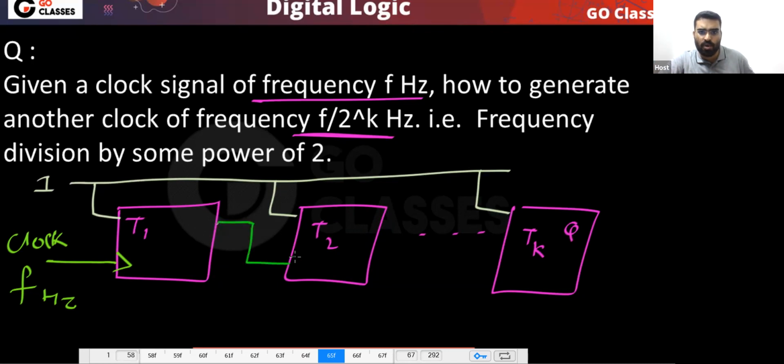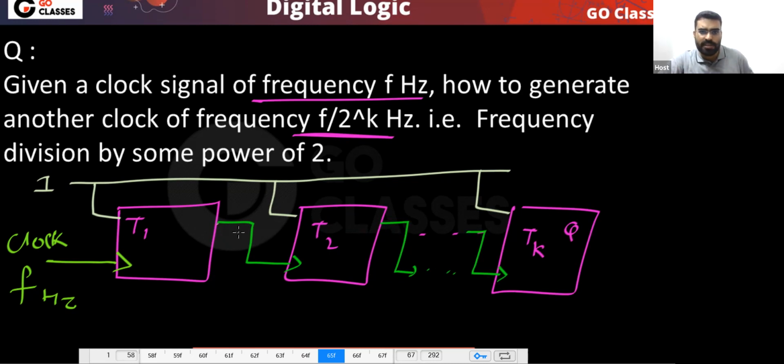This output will work as a clock to this, and so on. This output will work as a clock to this. Okay, like this will happen. So finally, what will happen?